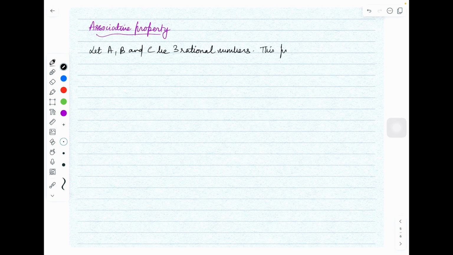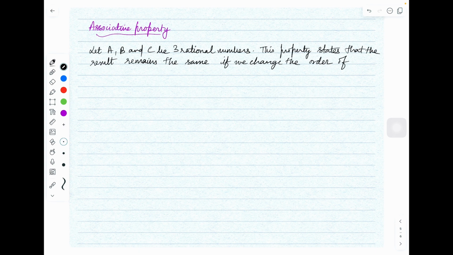This property states that the result remains the same if we change the order of numbers in addition or multiplication operation.